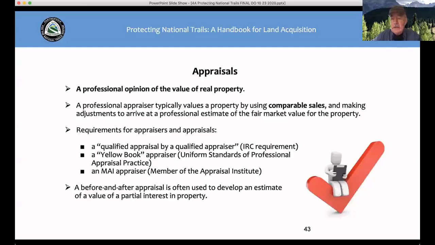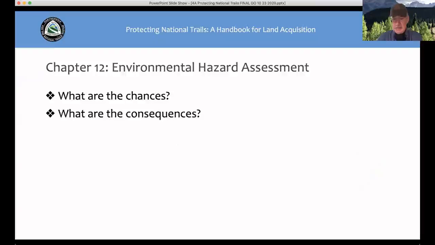Appraisers and appraisals go through extremely difficult and challenging processes. If it's an appraisal for a government acquisition, there are review steps that are required. And just for the sake of time, I will skip the description of a before and after appraisal, but it's in the handbook and it's an important concept to learn.